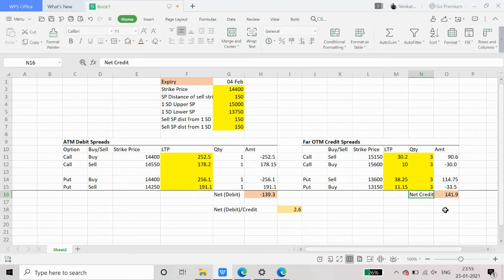construction of the spreads. Right? So this would be my modified butterfly strategy. Now let's go and deploy this.